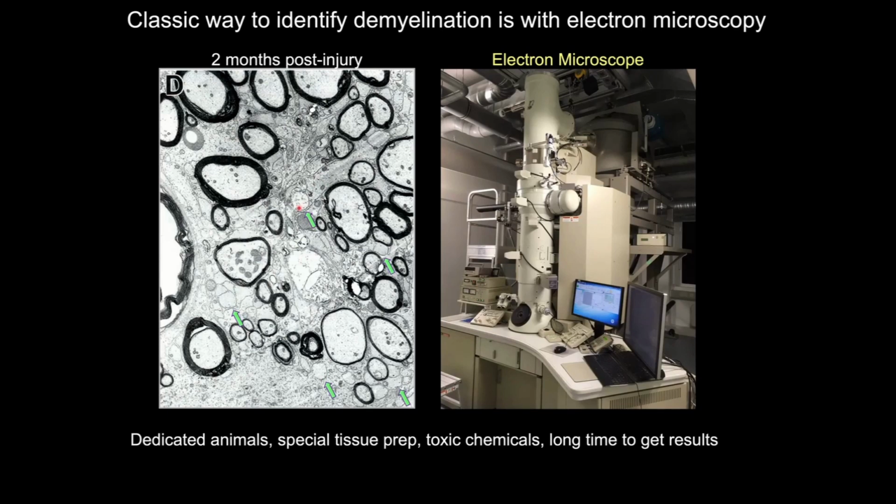They remained demyelinated after injury. So this is a really beautiful way to look for demyelination. However, it takes dedicated animals to do this tissue prep. There's special prep needed for this tissue, so you can't really use the tissue for much of anything else. There's a lot of toxic chemicals involved in preparing this tissue, and it takes a long time and special expertise to get the results. So we do this in our laboratory.